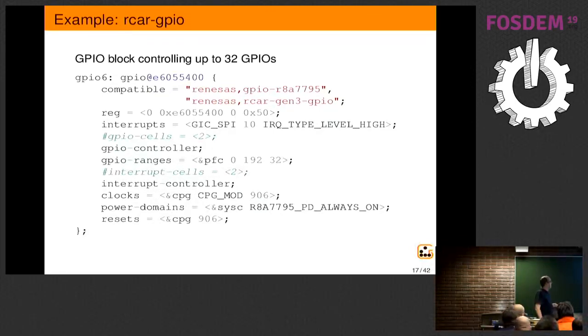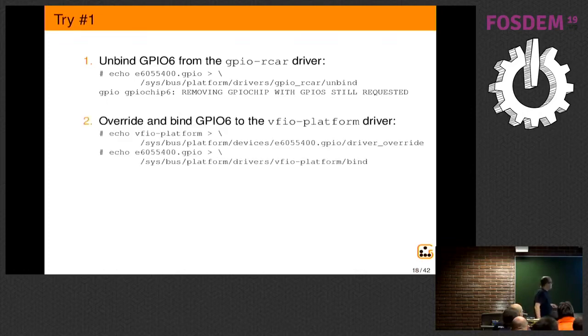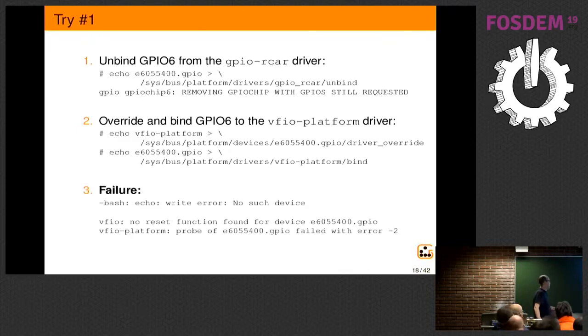So let's try that. First, you tell it which GPIO controller you want to unbind. You get some scary warning from the system if you unbind it, because some other GPIOs on that chip are in use for other things, but we don't care. You tell the VFIO platform driver to bind to that specific device, and that's it. Oops, we get an error. There should be a reset function. What's that?